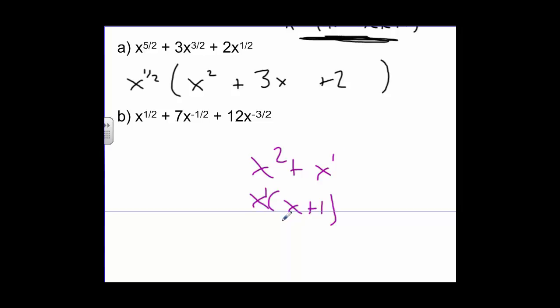Maybe another way of looking at it, though, is we factored out the smallest exponent that we had. See how this one's x squared and this is x to the 1? The smallest one that we had was the x to the 1, so let's factor out the x to the 1. Well, if you use that logic, isn't that what we did up here on this one we did earlier? Isn't the smallest exponent we have the x to the 1/2? So let's factor out the smallest one. Well, that same logic is going to apply to the next one here.